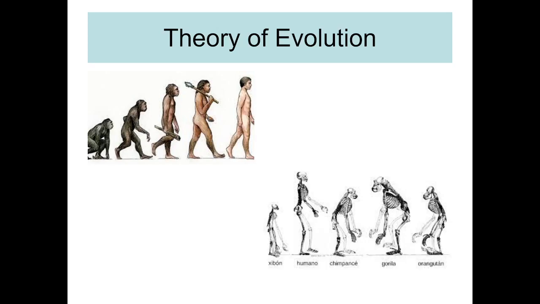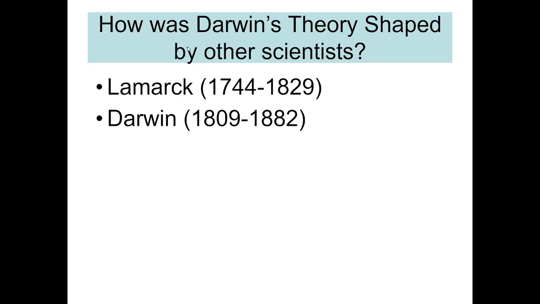Today we'll be learning about the theory of evolution. How was Darwin's theory shaped by other scientists? Lamarck lived from 1744 to 1829 and Darwin from 1809 to 1882. It shows that Darwin built off the foundations that Lamarck made in his lifetime.